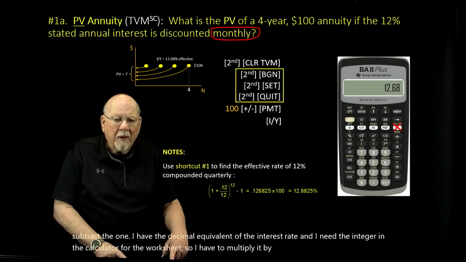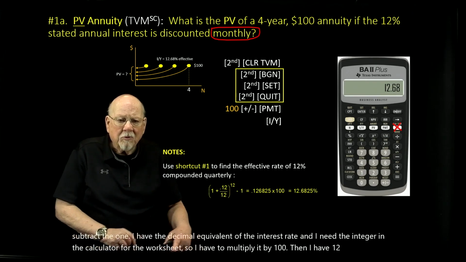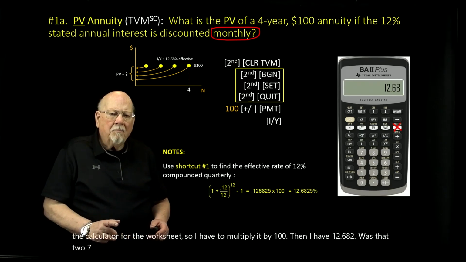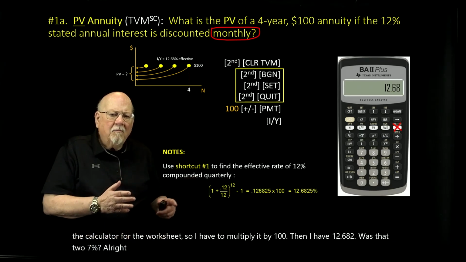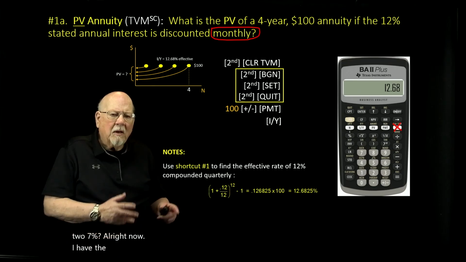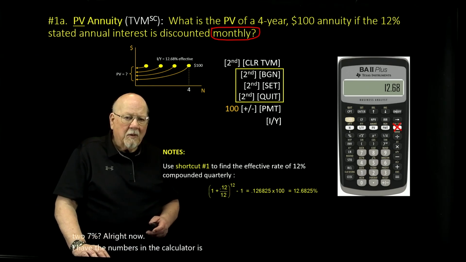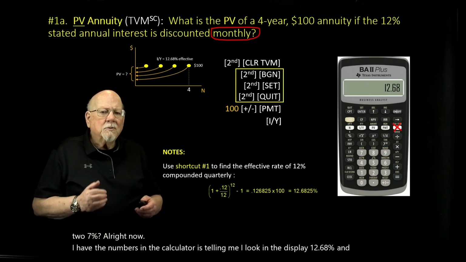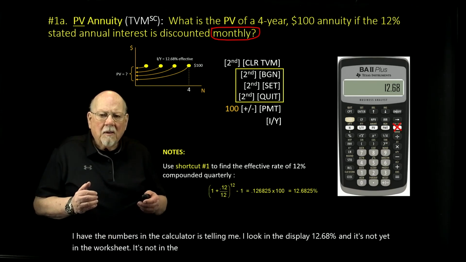Then I have 12.68, what's that, 12 something percent. All right. Now, I have the numbers in the calculator, it's telling me, I look in the display, 12.68%. And it's not yet in the worksheet. It's not in the worksheet until I hit the interest rate key.